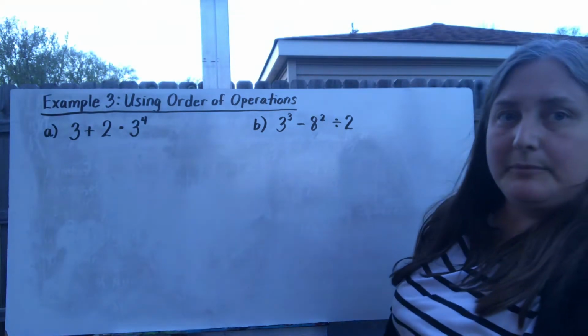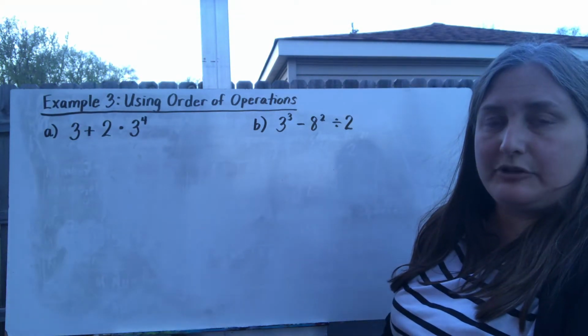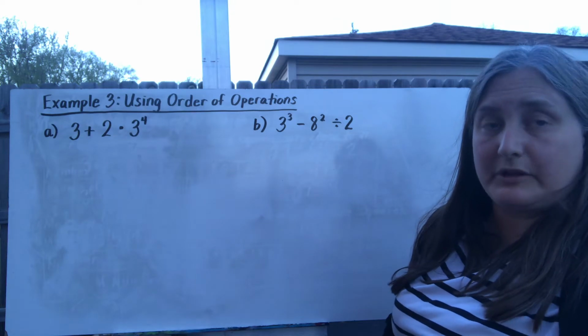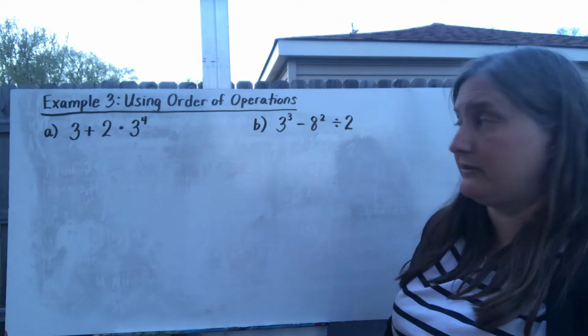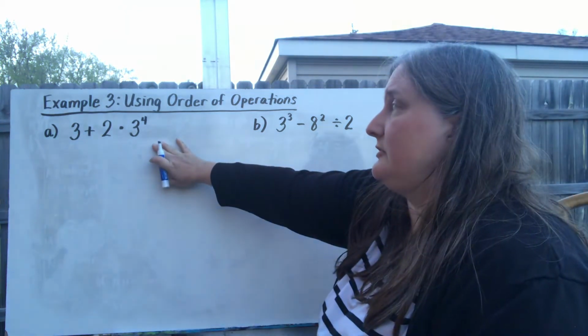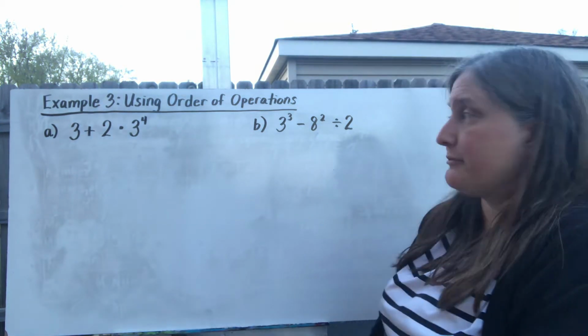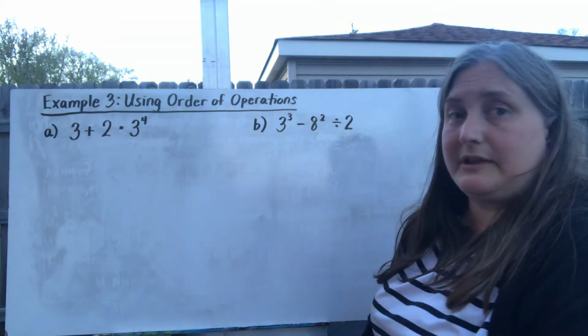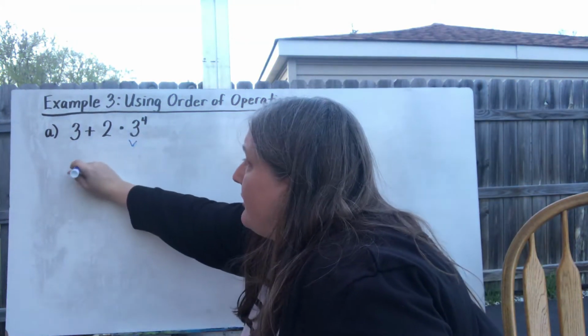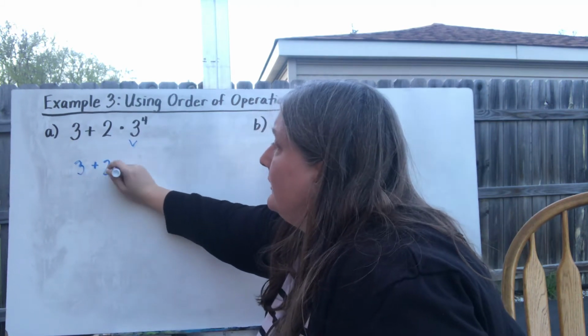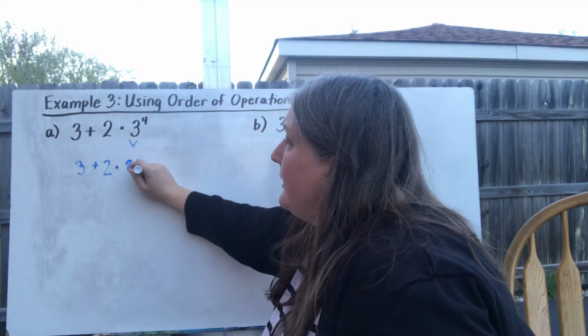Here we have some problems that we're going to solve using order of operations, and we have some exponents. So right after we would do any parentheses, we would want to solve our exponents. So in this case, the exponent is going to come first. 3 to the 4th power is going to give us 81. So I'm going to solve this first, and I'm going to have 3 plus 2 times 81.